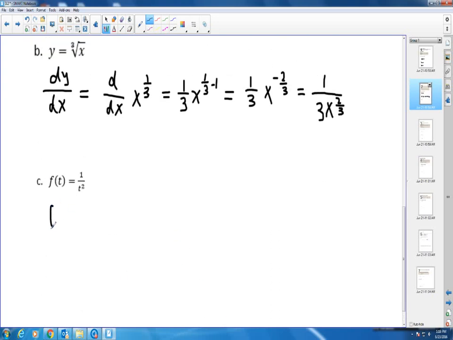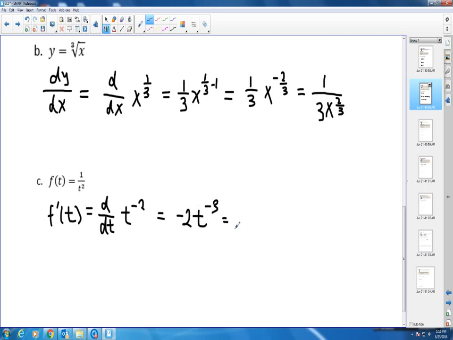Alright, so for this one, I'm going to do it a little bit quicker. I'm going to just say f prime of t, the derivative of my function with respect to t. I'm going to rewrite my problem by moving t to the second power back to the top. So that would be t to the negative 2 power. So the derivative of t to the negative 2 power with respect to t: bring my exponent to the front, so that will give me a negative 2. t to the negative 2 minus 1, exponent minus 1, that will be negative 3.